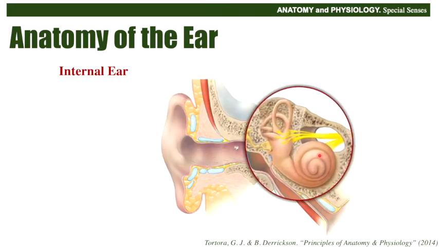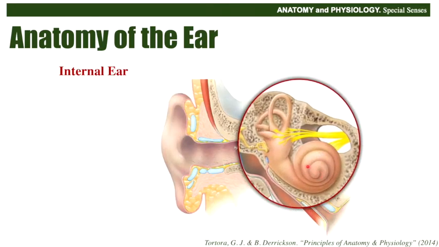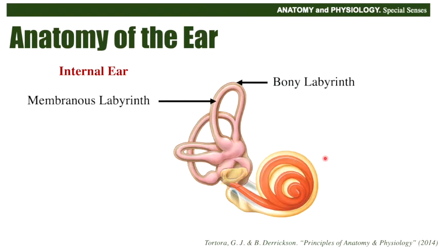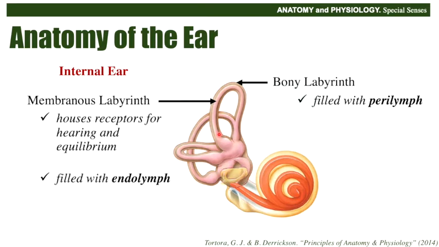The inner or internal ear is also called the labyrinth because of its maze-like structure. This region contains the sensory organs for both hearing and equilibrium. The internal ear has two main divisions, the outer bony labyrinth and an inner membranous labyrinth. The bony labyrinth is filled with a plasma-like fluid called perilymph. The membranous labyrinth, which houses the receptors for hearing and equilibrium, also contains fluid called endolymph.